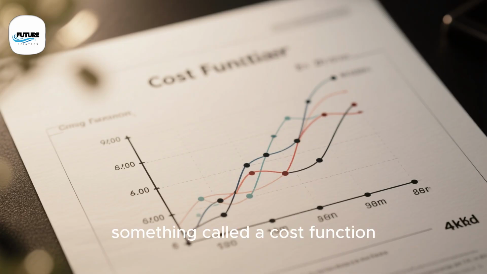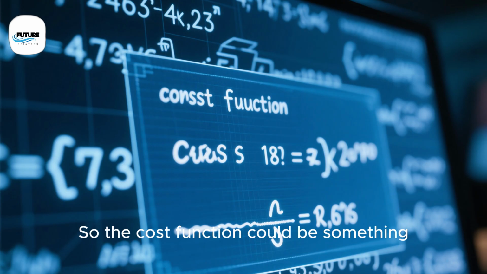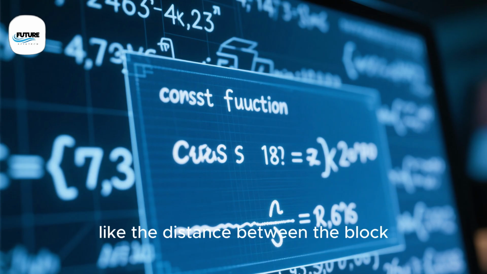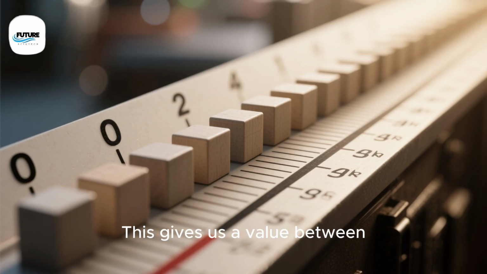Machine learning uses something called a cost function. A cost function is basically a way to measure the error of the robot's movement. In our case, we want the robot to move the block from point A to point B. So the cost function could be something like the distance between the block and point B divided by the distance between point A and point B. This gives us a value between 0 and 1, where 0 means the block is exactly at point B, and 1 means the block is still at point A, not where we want it.